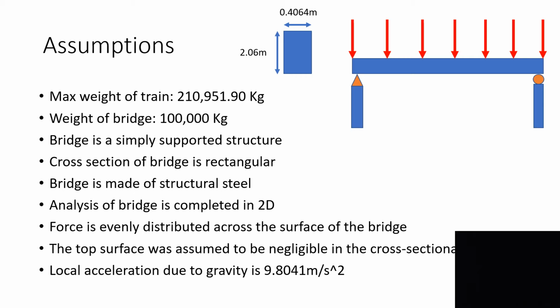And then to the top right, we have our model, our diagram. It shows a simply supported bridge, which has an even distributed load across the top. And then our cross-sectional area is 0.4064 meters across and 2.06 tall, which is made out of structural steel.